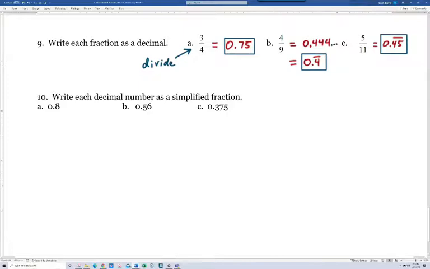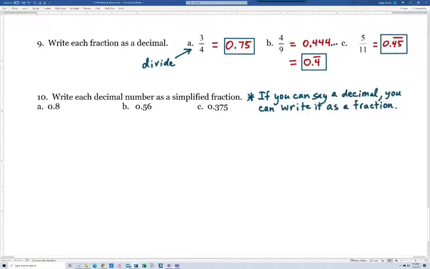Okay, on number 10 it says write each decimal number as a simplified fraction. So the thing I always tell my students is if you can say a decimal, you can write it as a fraction. Decimals really are just special fractions. So let me show you what I mean by that. So 0.8 correctly said would be 8/10. And so we could write that as the fraction 8 over 10. And of course that reduces to 4/5.